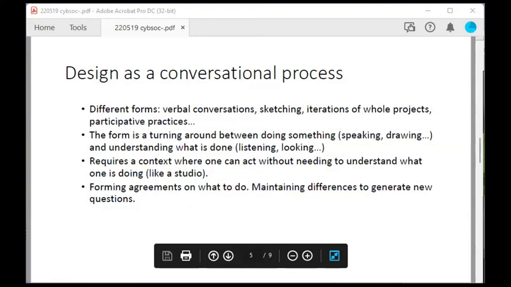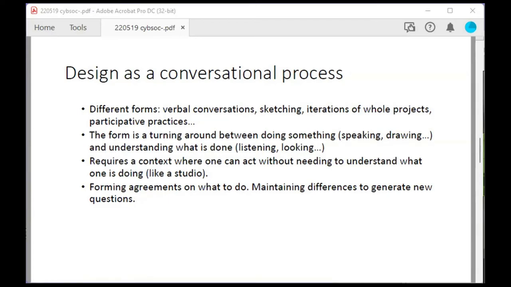And this can have some different forms. So it can be very quick. It could be very literally a verbal conversation. So you could do this in a conversation in a team or with a client or with another stakeholder. It could be through drawing and sketching. It could be slow. It could be iterations of whole projects that take years, right? You design a project and then you realize that actually it's quite a bad idea. So you take that learning into redesigning it. And it could be participative practices that involve quite a large number of people, but that have overall this kind of structure.